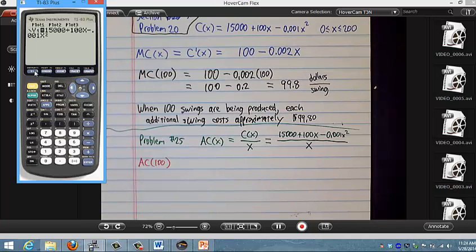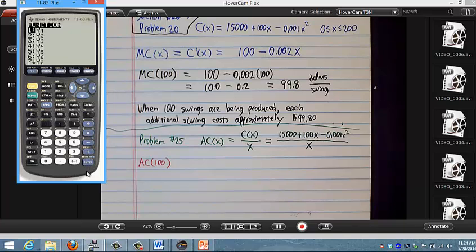If I go to y equals, I'm going to put the average cost in y2. I'm going to take that y1 and divide by x. Here's a nice way to do it. If you hit the variables key, you can choose y variables. For me, I have to press the right arrow to get to that menu. And then you can select any function you want.